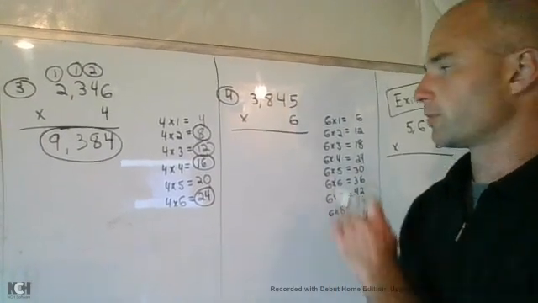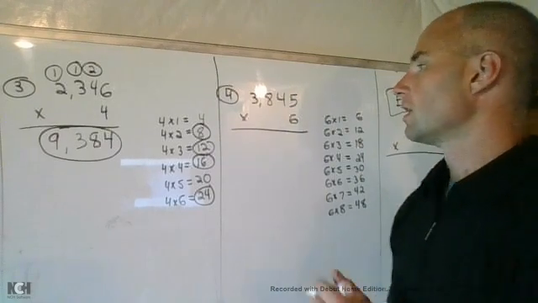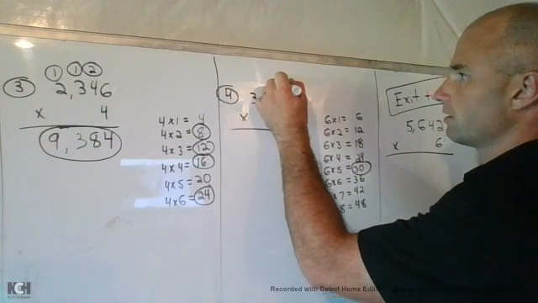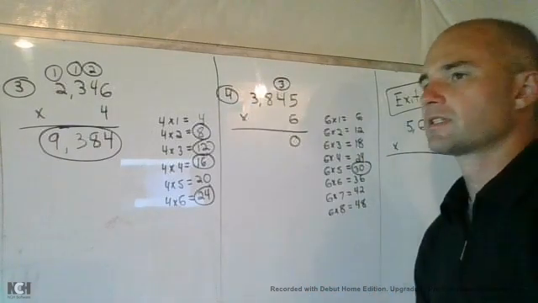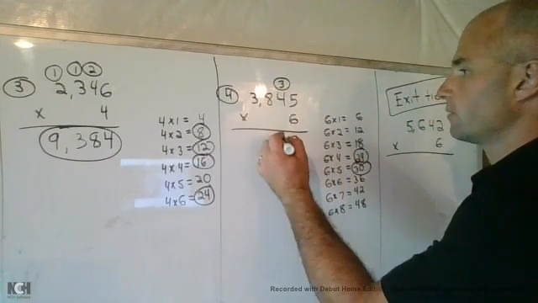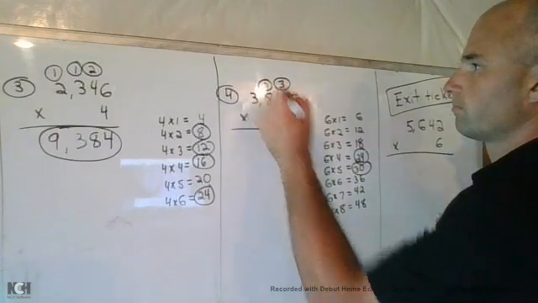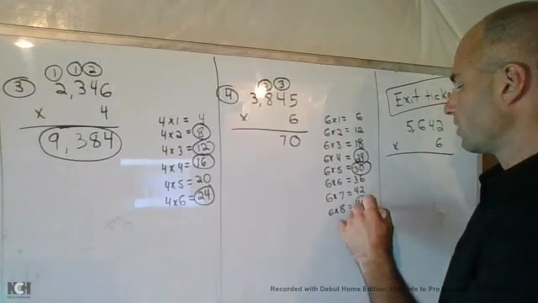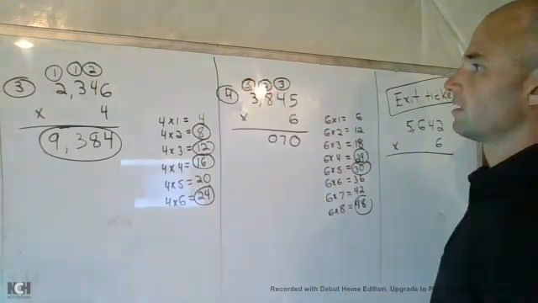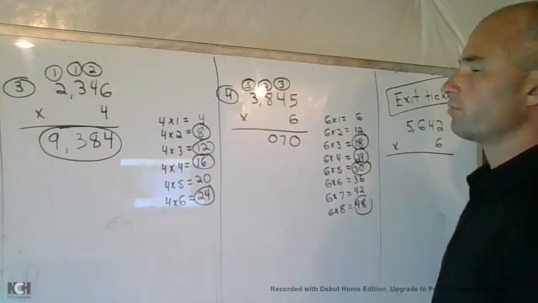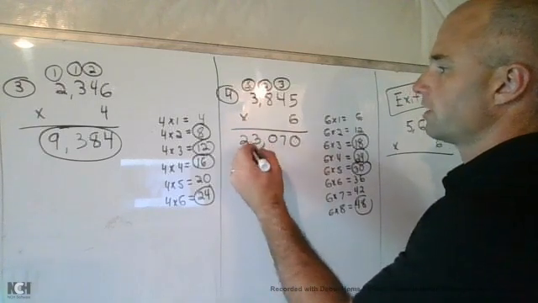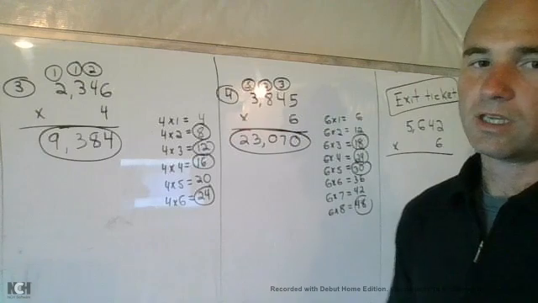Okay, so I have my multiplication facts and their products. 6 times 5 is going to be 30. Leave the 0, carry the 3. 4 times 6 is 24 plus 3 gives me 27. 6 times 8 is 48 plus that 2 gives me 50. And then 6 times 3 is 18 plus 5 this time, which gives me 23. 23,070 being my answer.